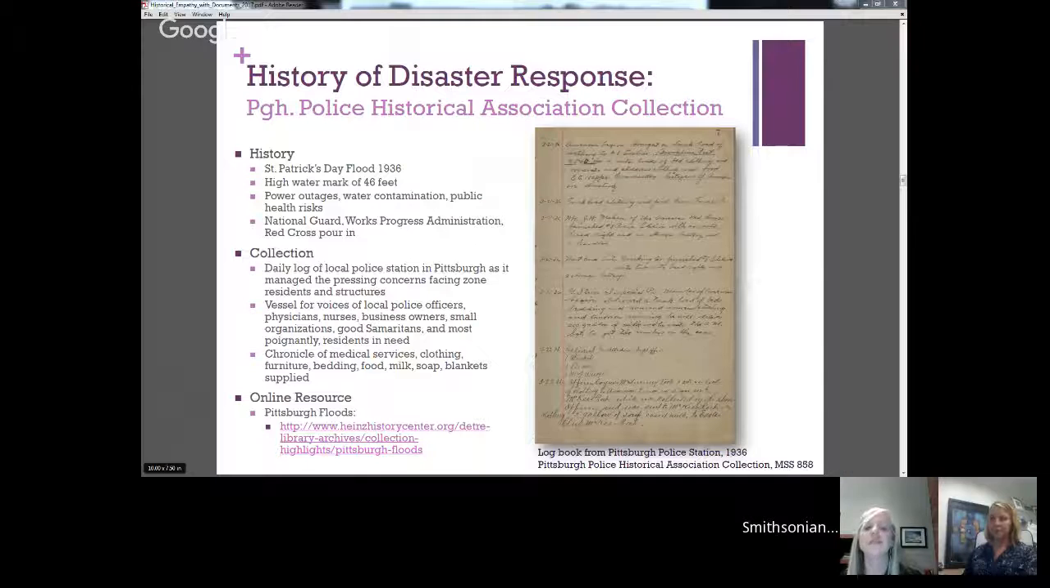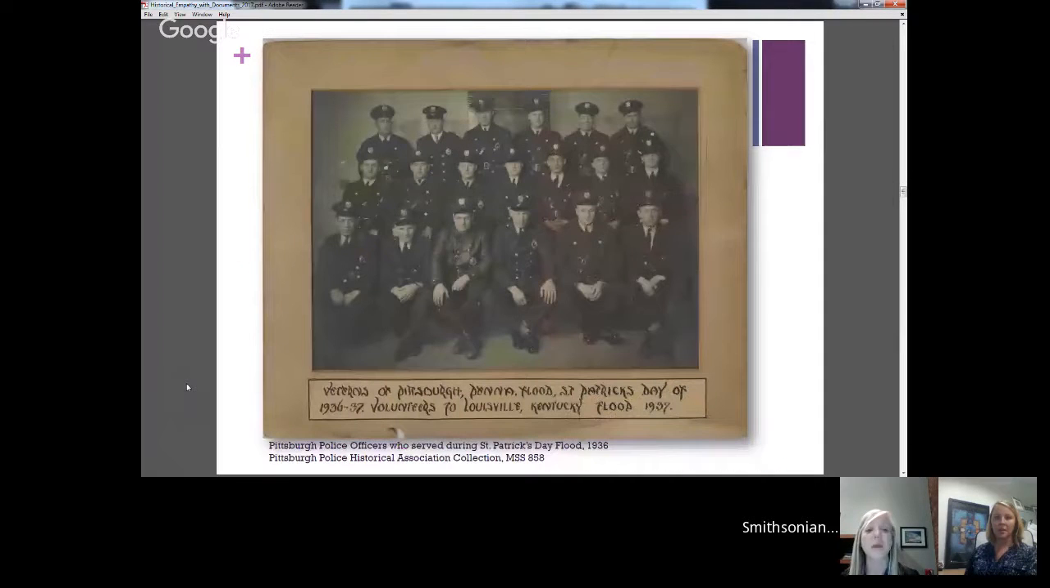So as you can imagine, and perhaps as some of you have even seen, a lot of the sources that bubble to the surface first when people are interested in delving into the history of the 1936 flood are, of course, photographs and also newspaper reports that date to the time. So it's an incredible photo of a group of police officers who were on the ground and assisted those under their jurisdiction during the flood.